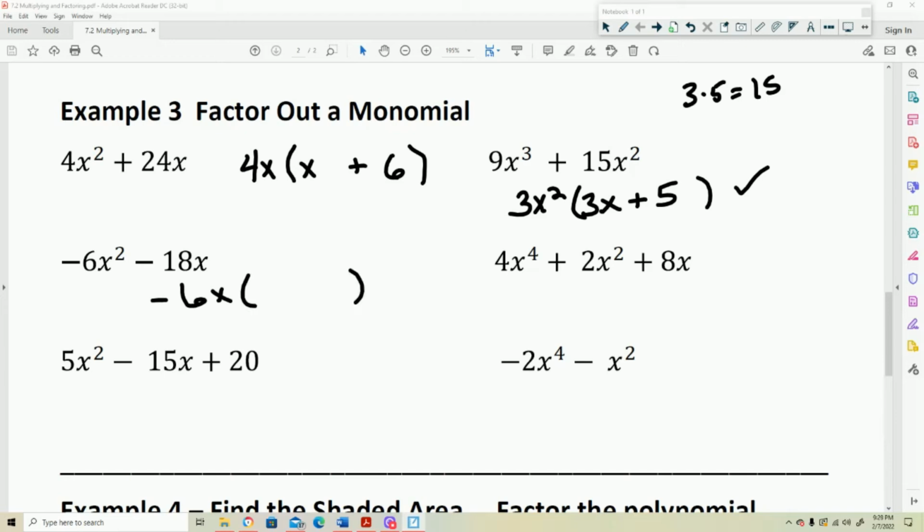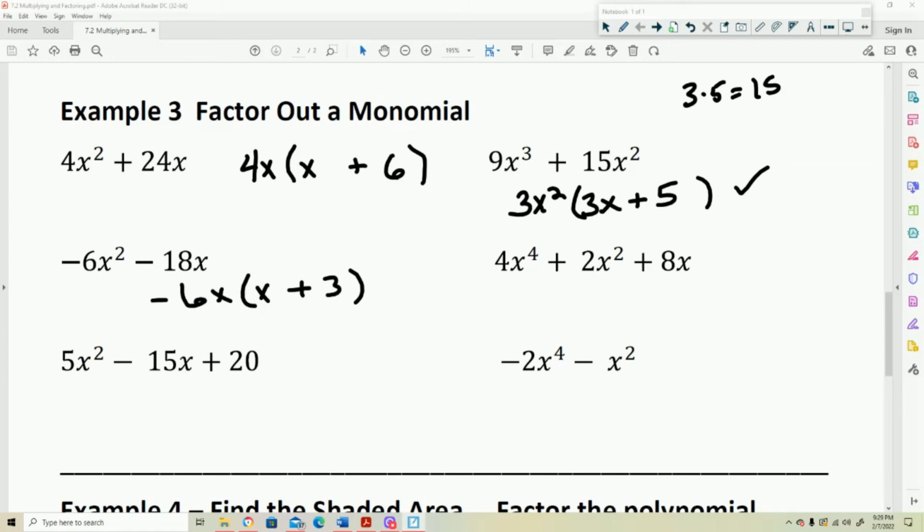Okay, now we put parentheses here. Negative 6x times what is negative 6x squared? Well, times x. Okay? Now, negative 6 times what is negative 18x? Well, that is positive 3. 3 times negative 6x is negative 18x. So we factored out the negative 6x, and we were left with positives inside the parentheses.